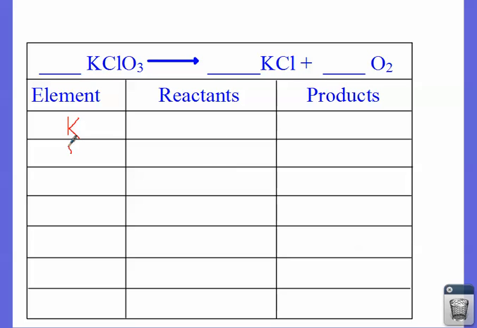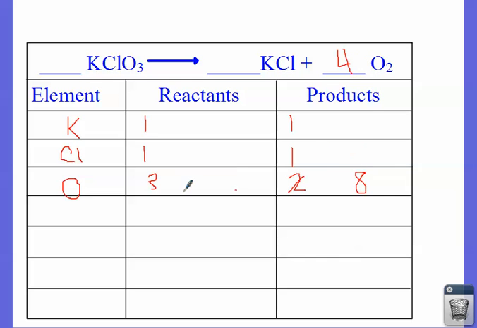All right, I've got K, I've got Cl, I've got O. I do my quick counts: 1, 1, 3, 1, 1, 2. Oh, I need to get my oxygen up on this side, so I'm going to put another coefficient here. Let's put a 4 here. Let's just give that a shot. That's going to change my oxygen to 8.